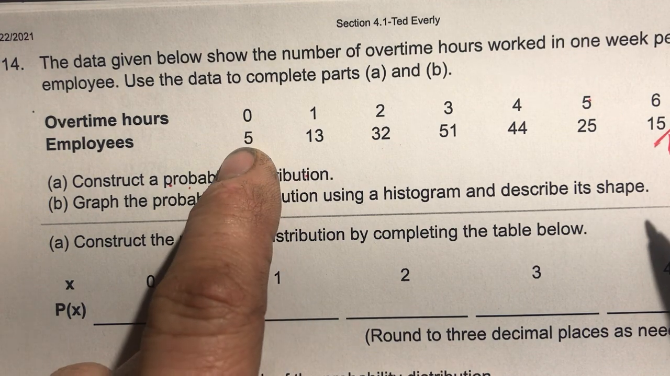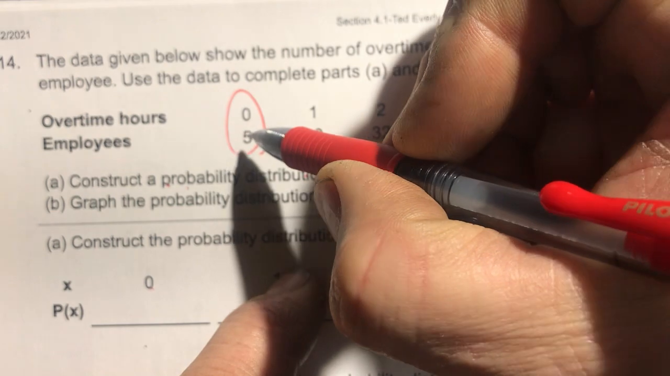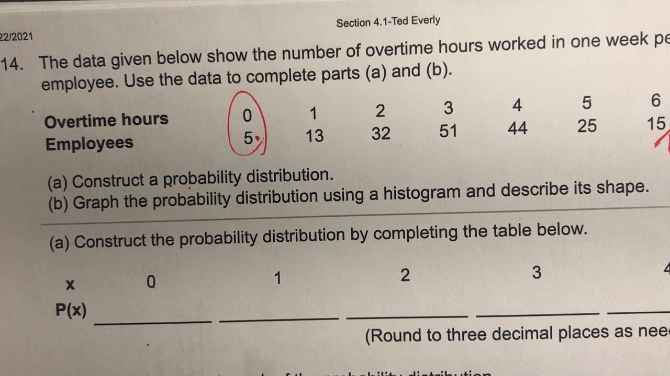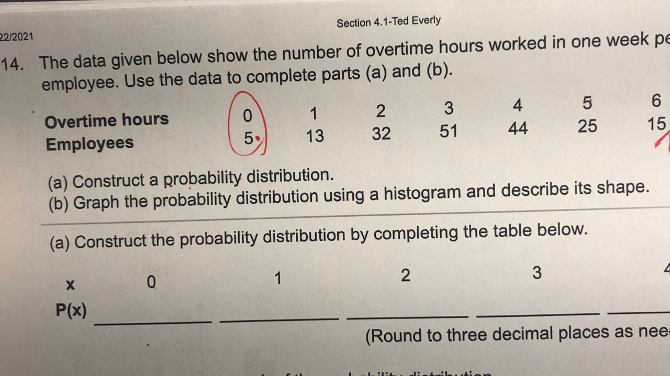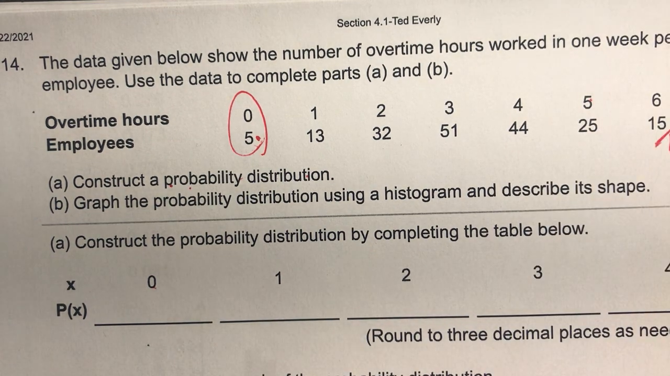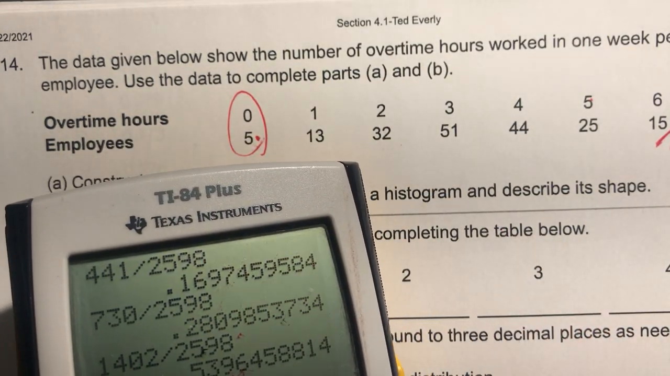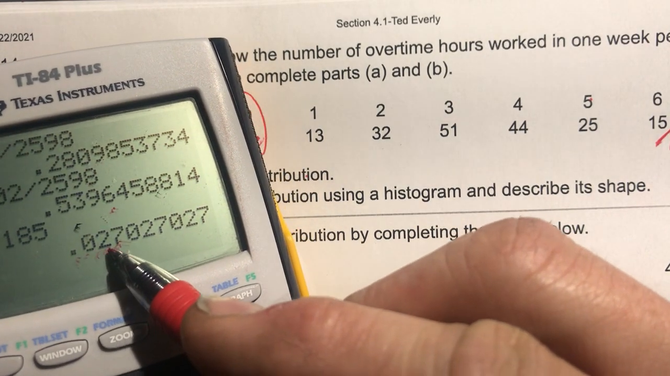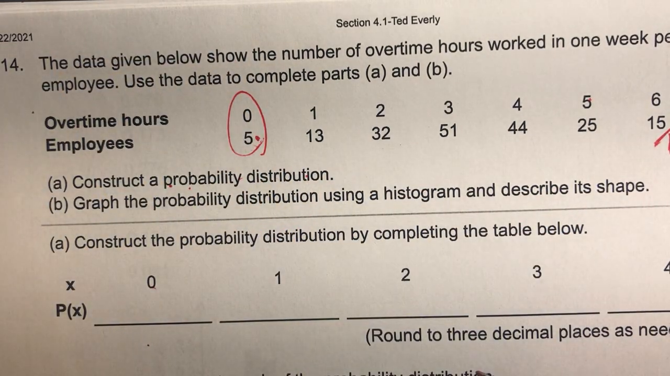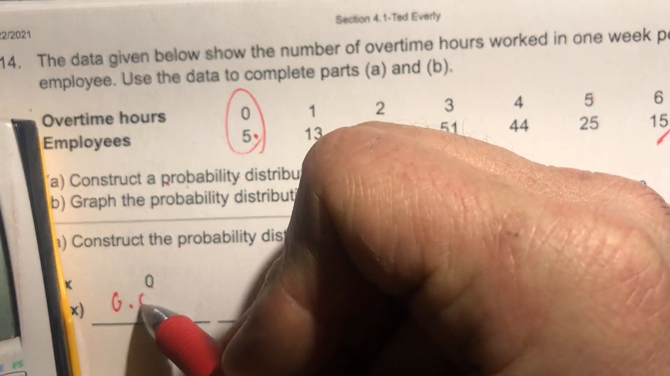But what I'm going to do is, for 0, I'm going to do 5 divided by... actually they go further, so I can't do that. Oh no, that's right. 5 divided by 185. So I type it in there, 5 divided by 185, and that comes up to 0.027. It says round to 3 places, so 0.027.